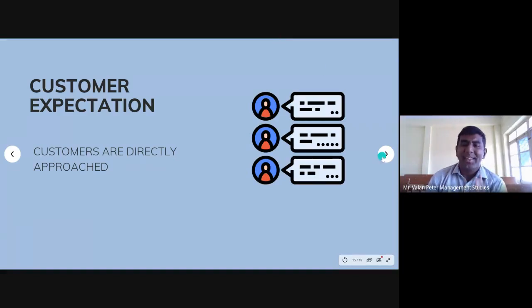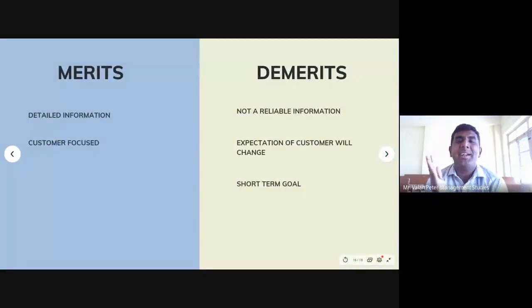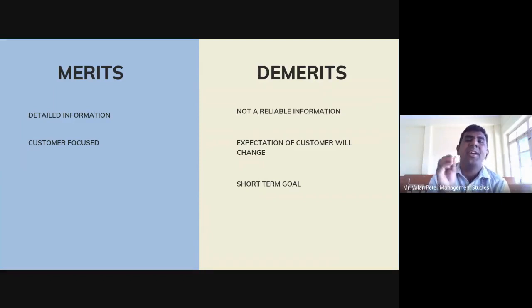So they will give you that, very important. Customer expectation is very important. The merits and demerits of this method: first is detailed information. The merit of customer expectation will be detailed information. Customers will give you detailed info. That is very important. They will give detailed information you can take.